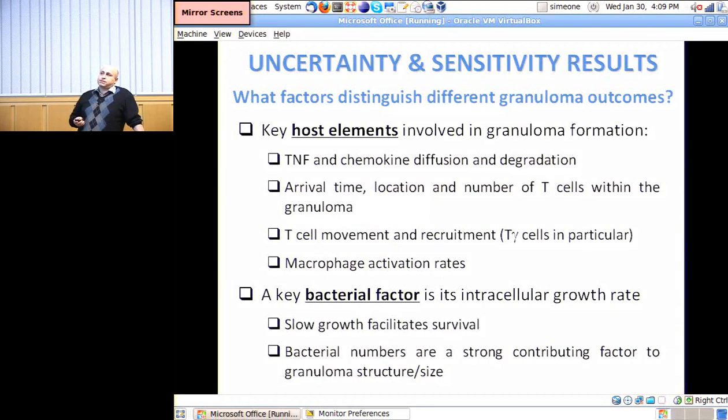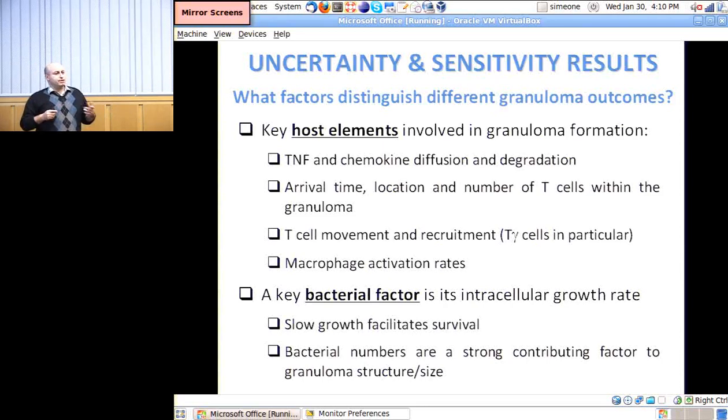Also, on the bacterial side, we target intracellular bacterial growth, and that is definitely a key factor in disease development. We found out that the slow growth facilitates survival. So it's kind of an escape mechanism for the bug to not grow very fast, which is a unique feature of TB. Doubling time is 24 to 48 hours, which is very atypical.